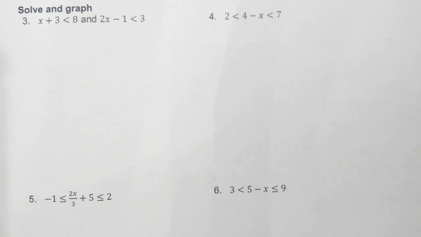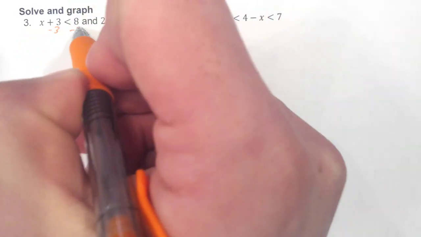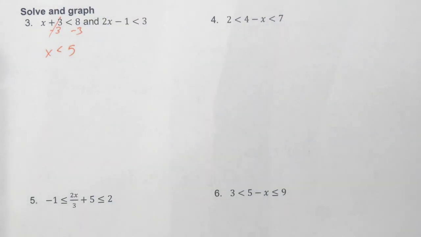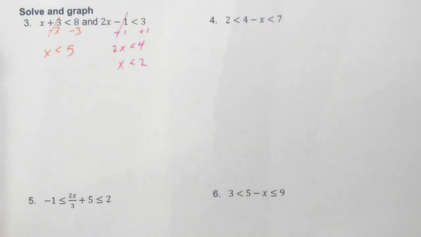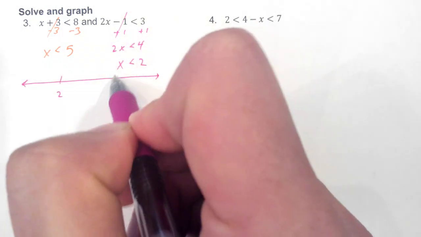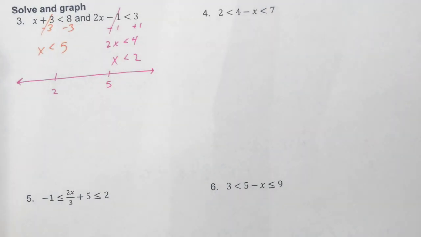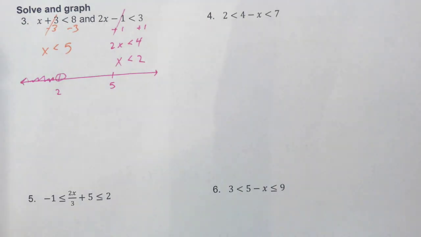Okay, so again, two inequalities. We're going to solve them both. This one, subtract 3. x is less than 5. The second one, add 1. 2x is less than 4. Divide by 2, and x is less than 2. So I would put 2 and 5. I'll go ahead and graph that one. I should have an open circle on 2, shaded to the left.